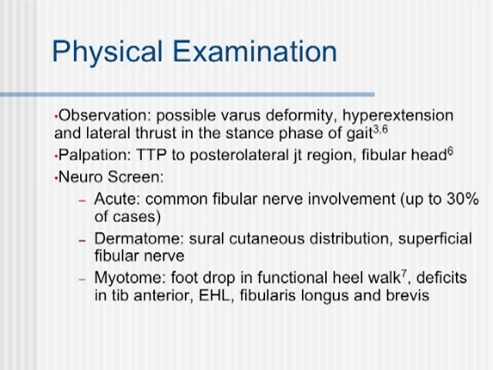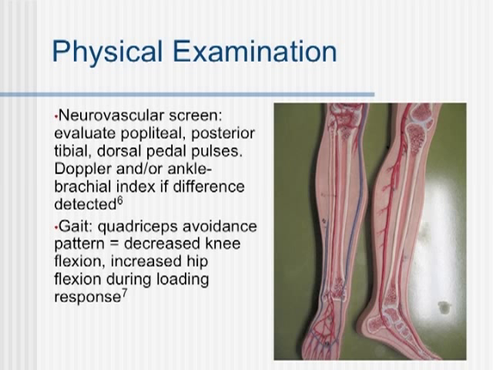Physical examination, you of course have observation and your palpation, and certainly a neuro screen. For acute, you have common fibular nerve involvement in up to 30% of cases, and that is definitely noteworthy. And then a myotome foot drop and functional heel walk is also worthy to note. Continuing with physical examination, neuro screen, evaluate popliteal, posterior tibial, dorsal pedal pulses, as well as gait observation.